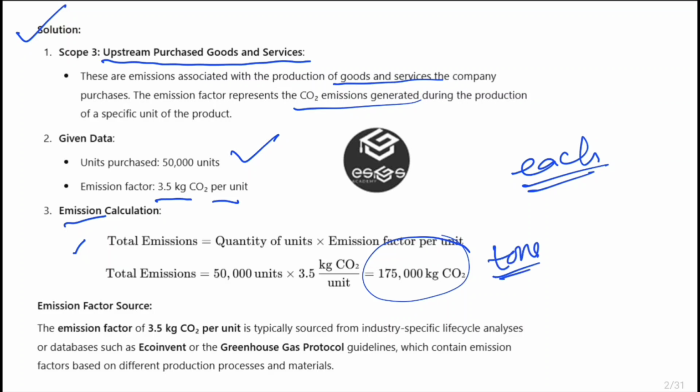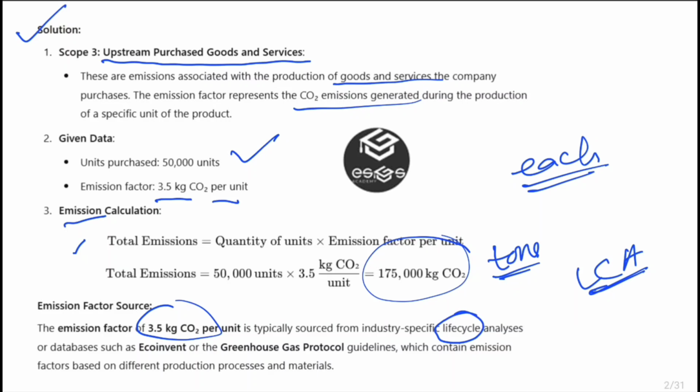Okay, so what are the sources of emission factor? Okay, this is also a very important and interesting subject, and most of the students and learners are confused about it. So this emission factor of 3.5 kg CO2 per unit is typically sourced from industry specific, very important, life cycle analysis or LCA approach, life cycle assessments, or databases such as EcoInvent or greenhouse gas protocol guidelines. Also these contain emission factors based on different production processes and materials.